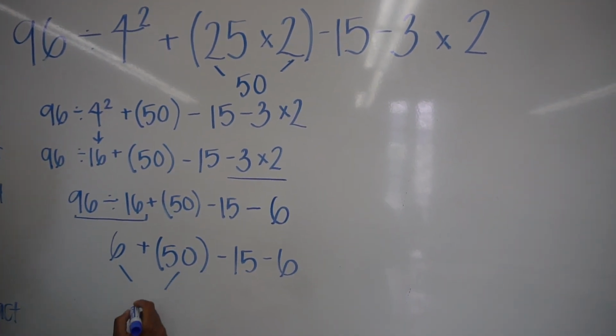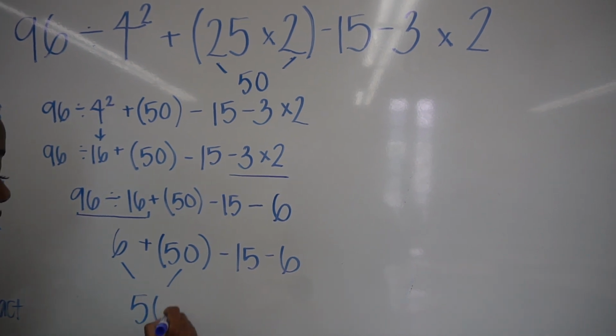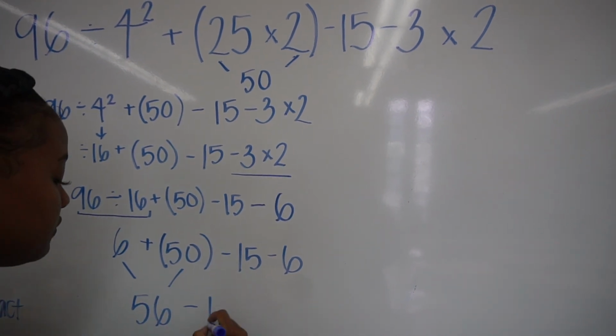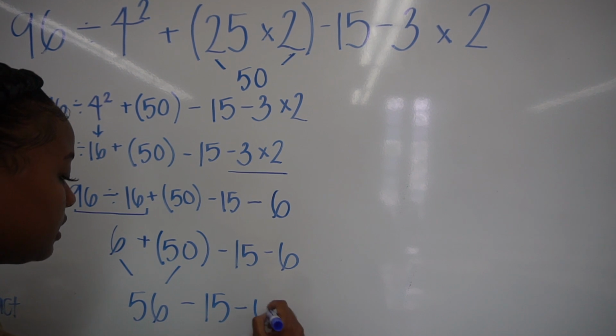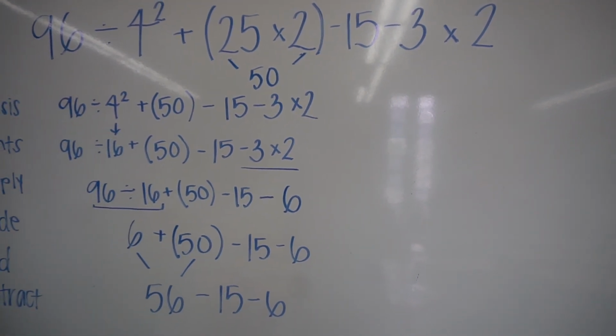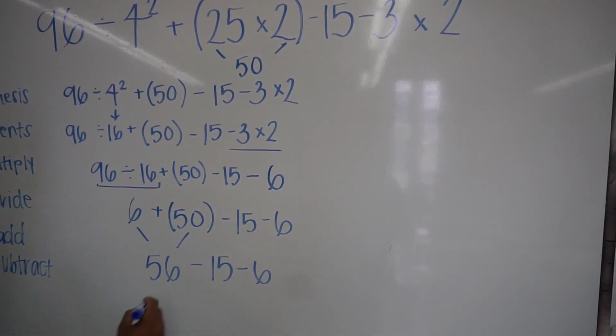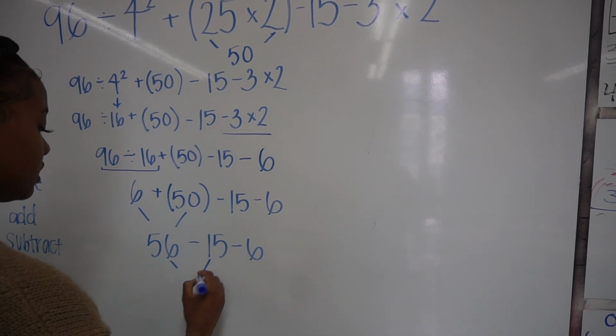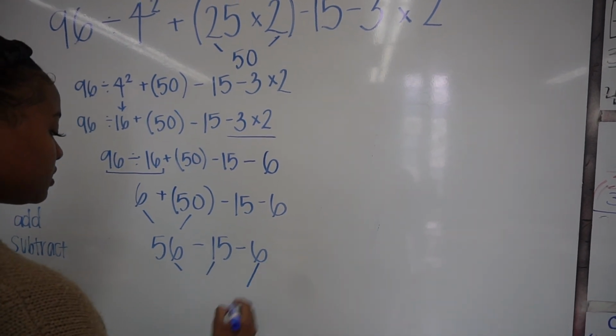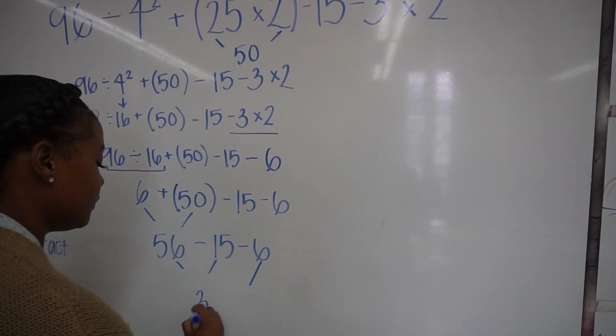6 plus 50 gives me 56 minus 15 minus 6. And my last step is to subtract. So I have 56 minus 15 minus 6, which gives me a total of 35.